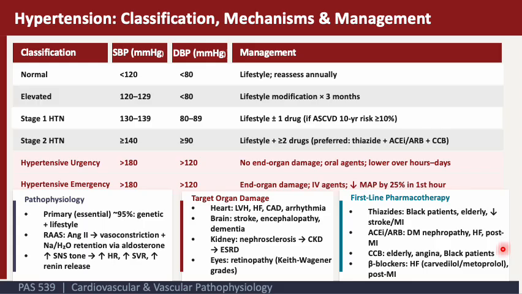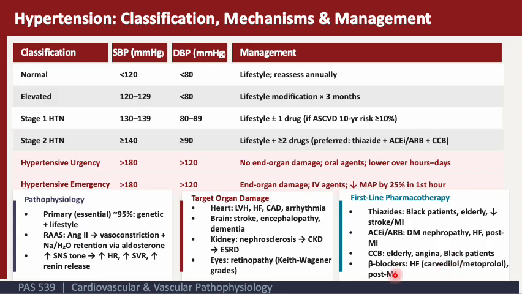So another option for hypertension treatment will be a calcium channel blocker like amlodipine. Seems to work better in elderly patients. Also, it can be a benefit for patients that have some form of angina. And again, like I said, for your African American patients.